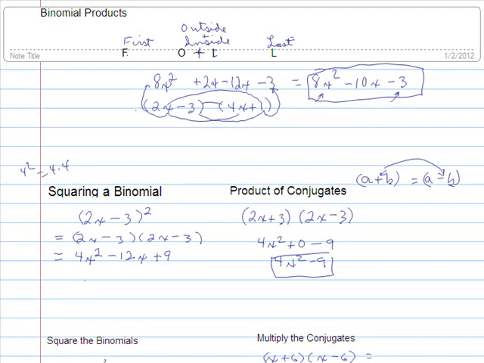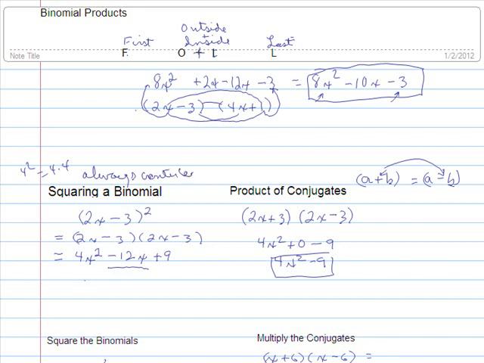And that points out the big difference between product of conjugates and squaring a binomial. When you square a binomial, you will always get a center term, and you can find it by doing the first term times the last term, negative 6, and doubling it, negative 12. You always get a center term.